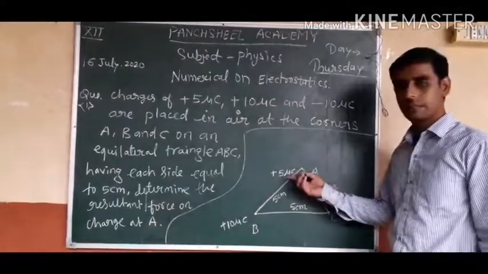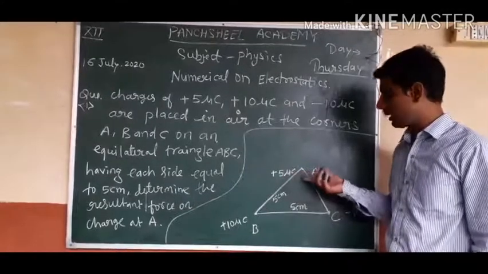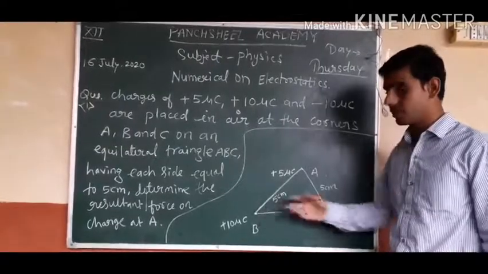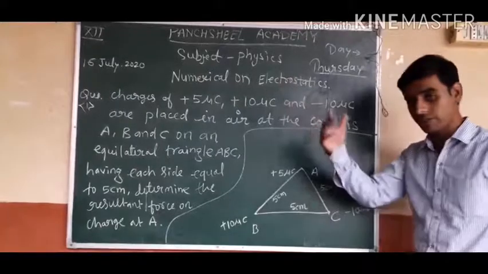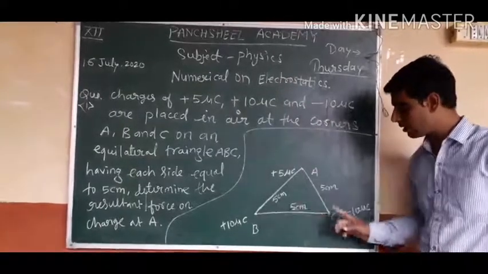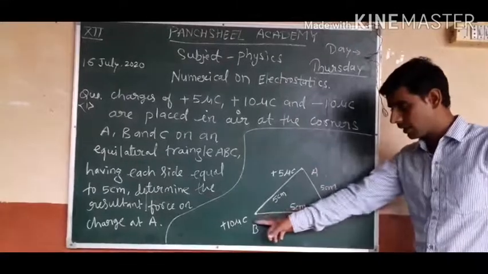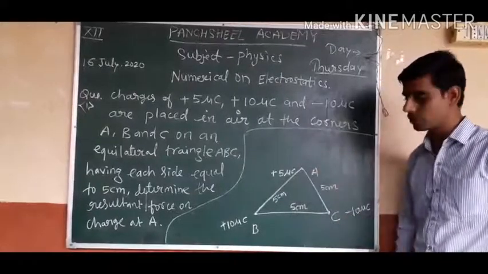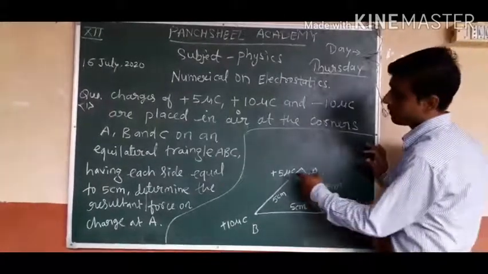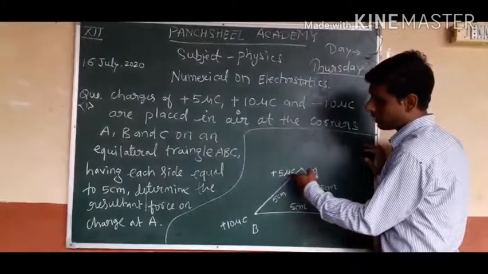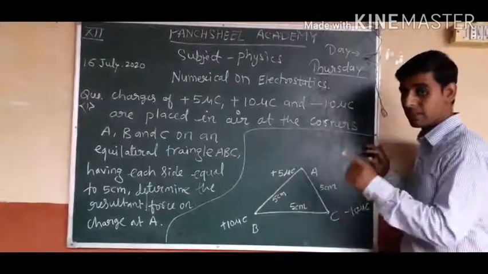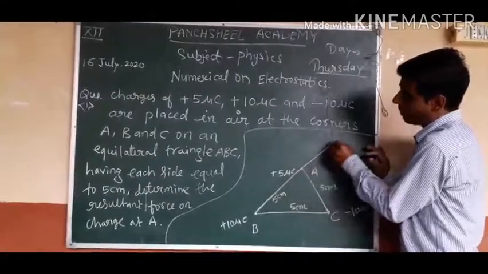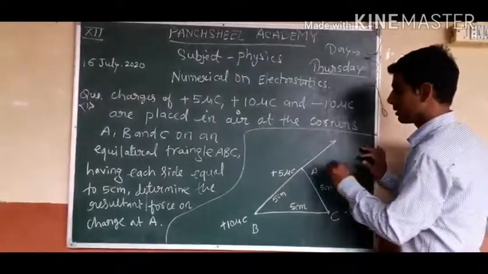A पर कौन सा चार्ज है, plus 5 माइक्रोकोलम. So at that charge you have to find the resultant force due to these two charges. Remember the system of charges we had studied in the previous lecture. The 10 microcoulomb charge applies a force and the minus 10 microcoulomb charge also applies a force. See here, this charge is plus 5 microcoulomb and this charge is also plus 10 microcoulomb. So the force between these two charges is which force, repulsive or attractive? This is a repulsive force.